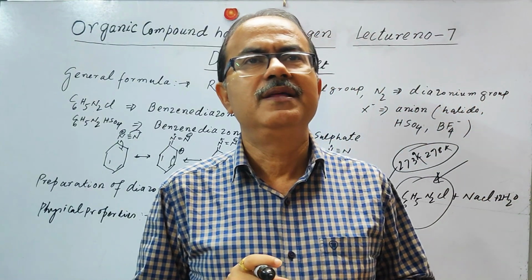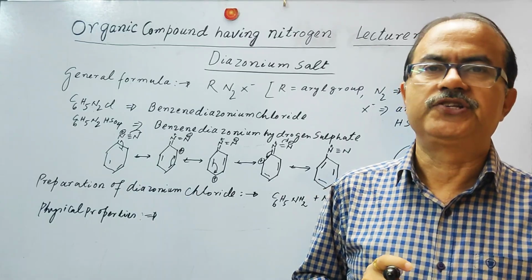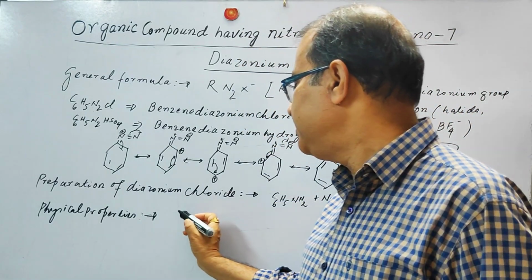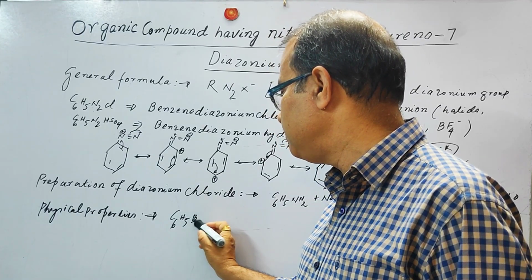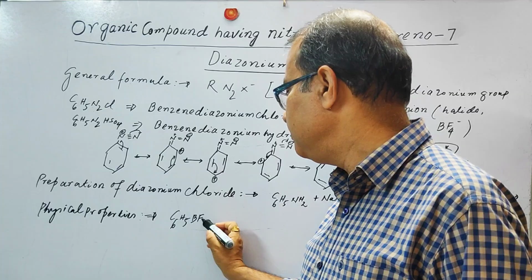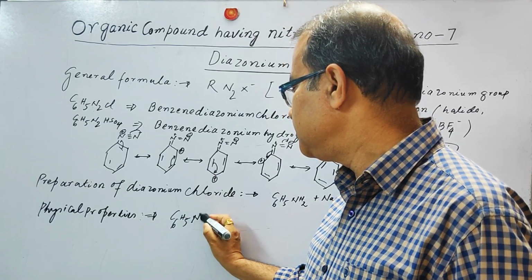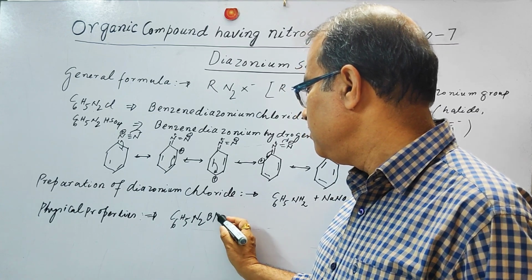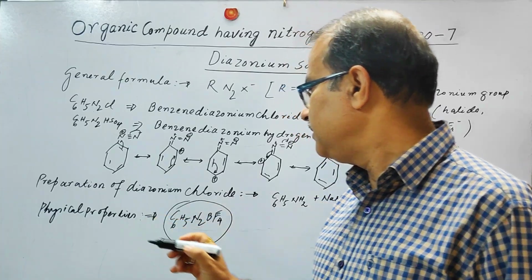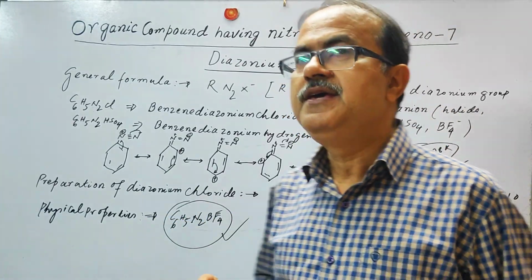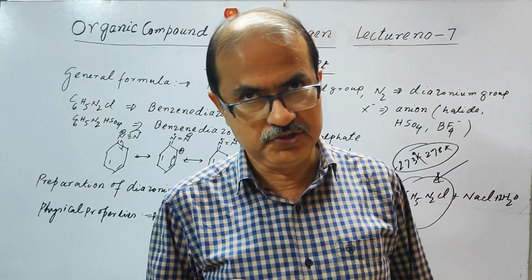Another diazonium salt, that is benzene diazonium fluoroborate. This compound is insoluble, that we will discuss. It is also a very important compound. Benzene diazonium fluoroborate, C6H5N2BF4. This diazonium salt is not soluble in water, but it is stable at room temperature.